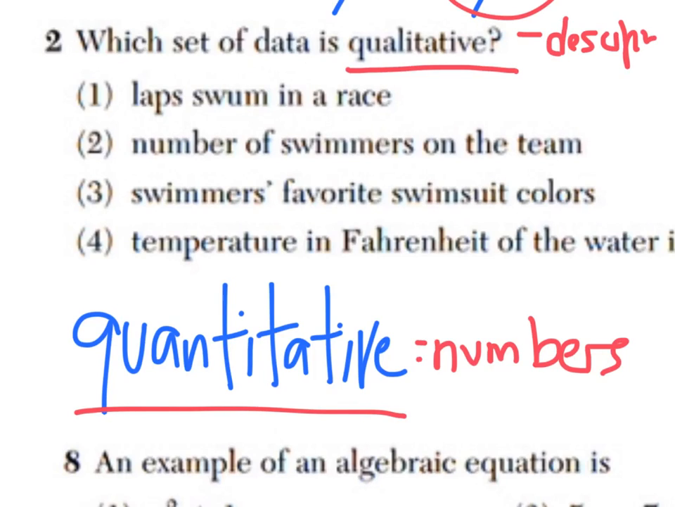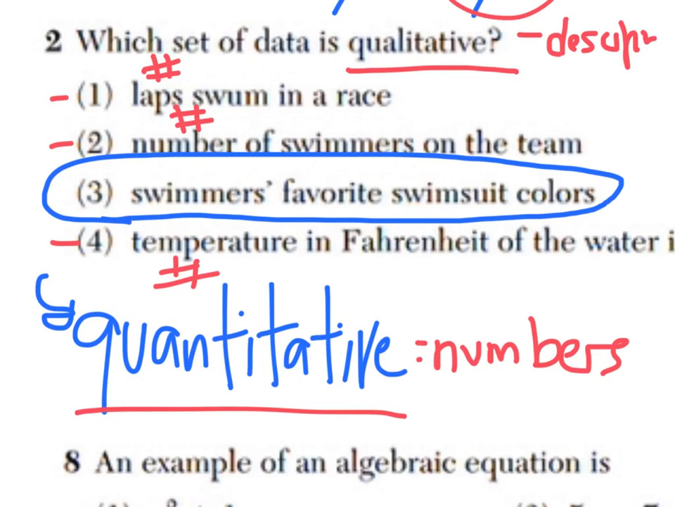So let's look at our options, and I can see that we've got laps swum in a race, number of swimmers on the team, swimmers' favorite swimsuit colors, and temperature in Fahrenheit of the water. So temperature has to do with numbers. I see laps swum is numbers, you're counting the number of laps, and number of swimmers on the team has to do with numbers. Options 1, 2, and 4 are all quantitative.